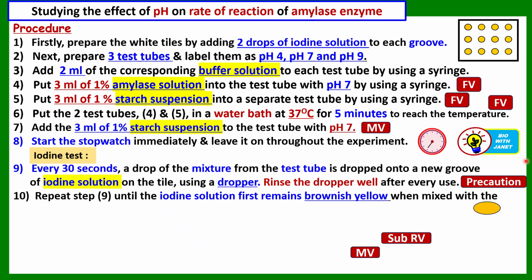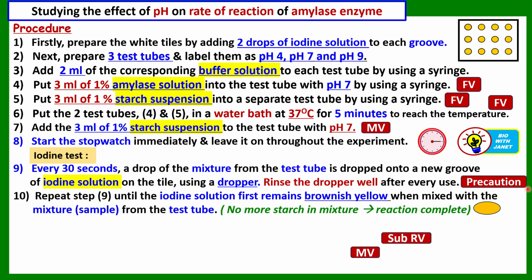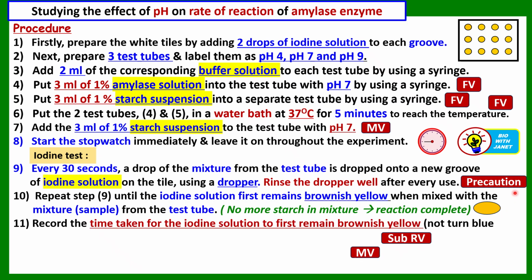Number 10, repeat step 9 until the iodine solution first remains brownish yellow when mixed with the sample from the test tube. If the iodine solution remains brownish yellow and didn't turn blue-black, it means that there's no more starch in the mixture and the reaction is complete. This is the brownish yellow color. Step 9 is the iodine test, so keep repeating until the iodine solution first remains brownish yellow. Then you can stop your experiment.